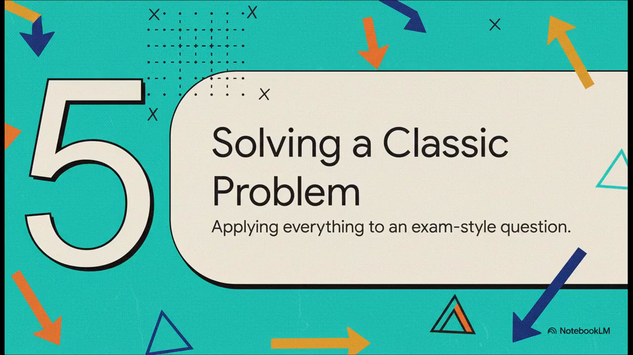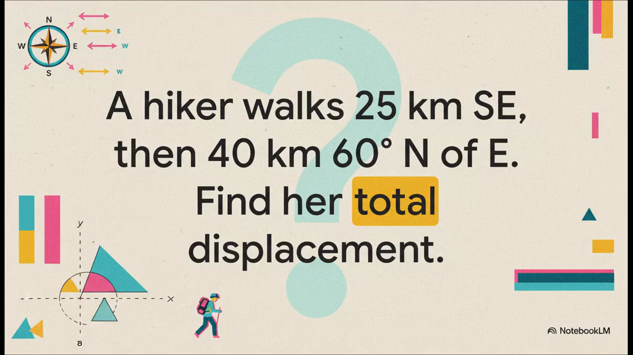All right, theory time is officially over. Let's roll up our sleeves and put everything we've learned together to solve a classic problem. This is the exact kind of multi-step vector question you should expect to see on your exam. Here we go. The hiker problem. She walks for 2 days, which means we have 2 different displacement vectors. Our job is to find her total displacement.